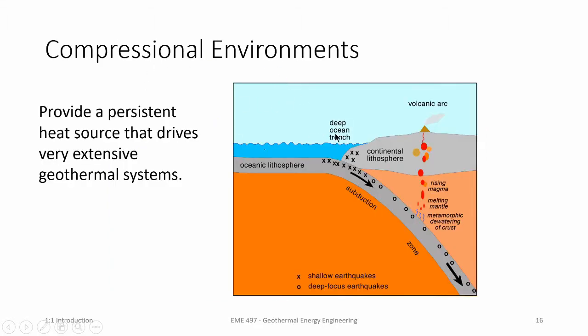Compressional environments, these are subduction zones, one plate going over the other. You'll find volcanoes and mountains forming here, but this oceanic plate, for example, is sliding under this continental plate, which causes magma to heat up and rise to the surface of the earth. This is a very common area for geothermal power generation as well as earthquakes.